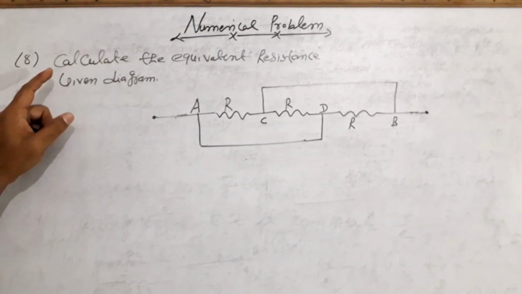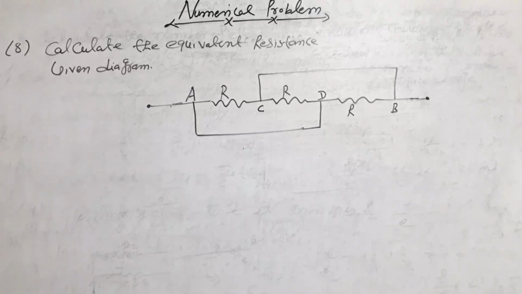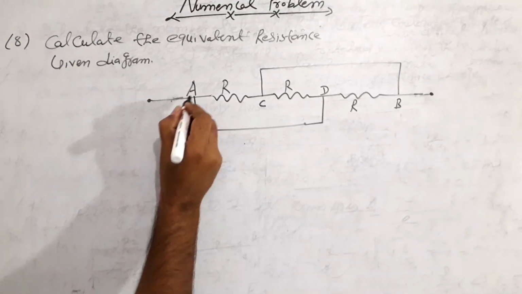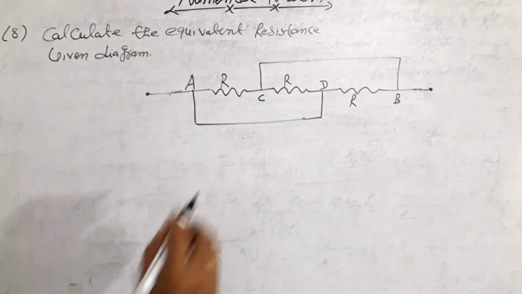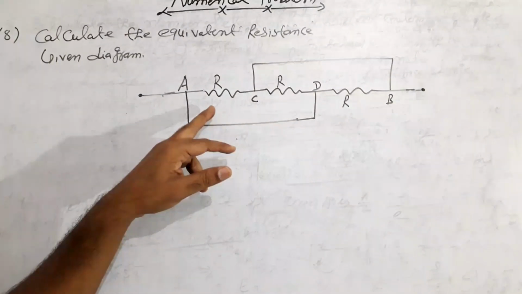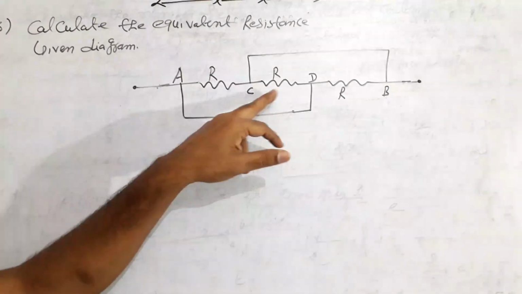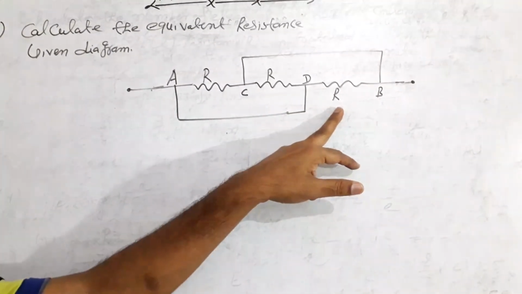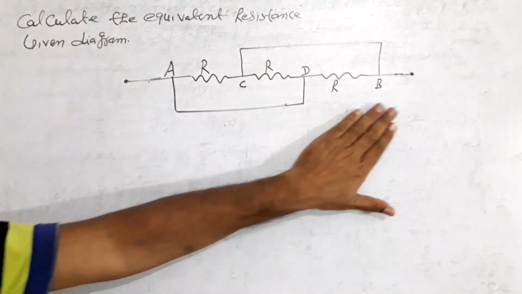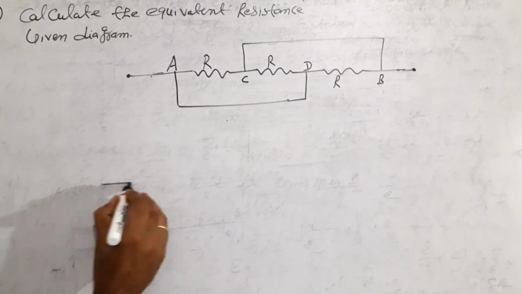We discuss question number 8. Calculate the equivalent resistance in the given diagram. This is your diagram. Students, you have seen this diagram. Lots of students told me, sir, this is the series condition, so it becomes R plus R plus R. Your answer is 3 ohms, but it is totally wrong, because first you have to solve this diagram.